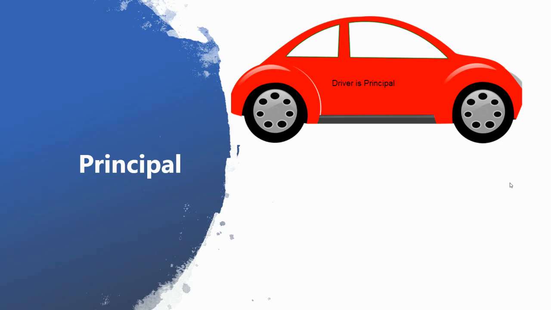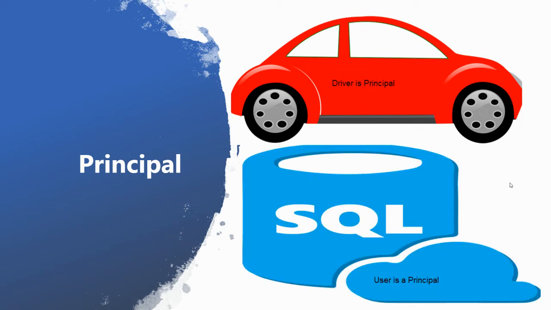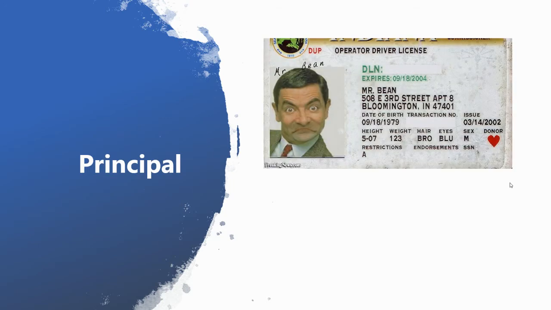So what a principal is, I will be using a car here as an analogy. If someone has a driver's license, then that person gets the authorization to drive the car. That driver is a principal in the case of a car. And in the case of SQL Server, if a user has authorization to access the server or database, that user is a principal.